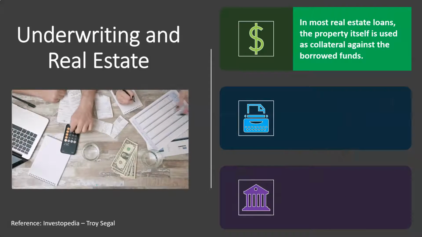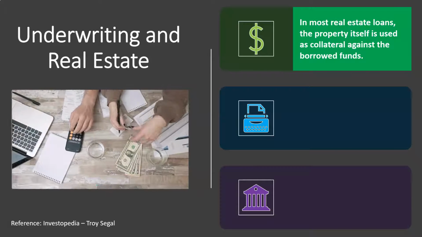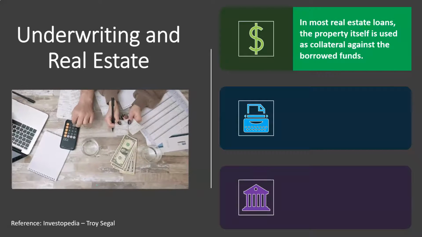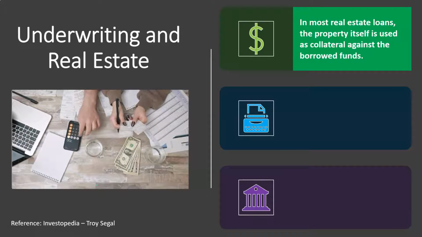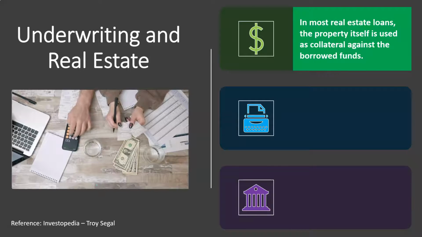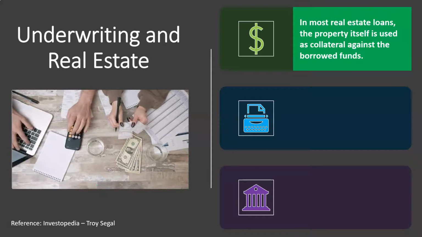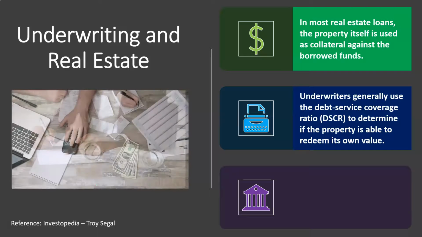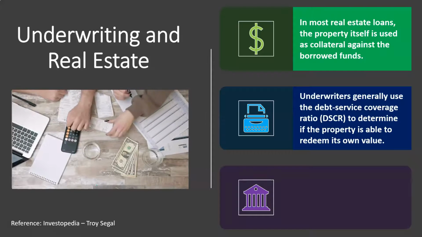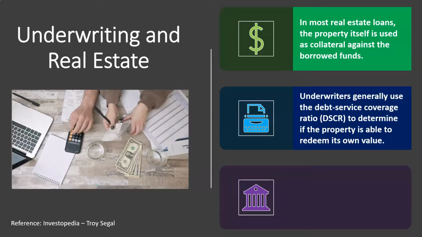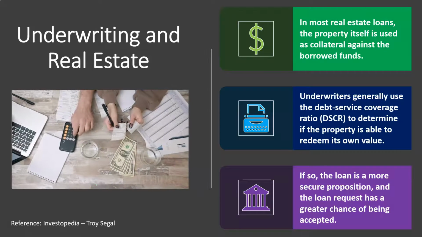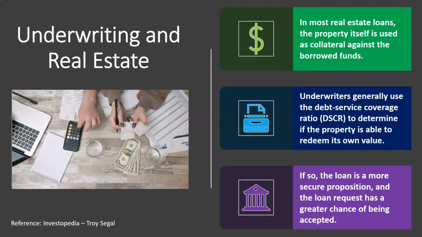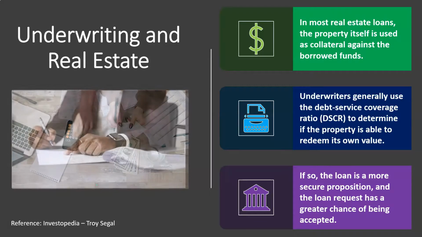In most real estate loans, the property itself is used as collateral against the borrowed funds. So clearly that's generally going to be the transaction. The funds are borrowed with the expectation of the home being collateral, so that if the loan is not repaid, they can go after the property. Underwriters generally use the debt service coverage ratio, DSCR, to determine if the property is able to redeem its own value. We might take a little bit more in-depth look at that, but there is that. If so, the loan is a more secure proposition and the loan request has a greater chance of being accepted.